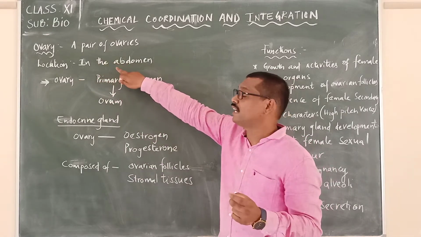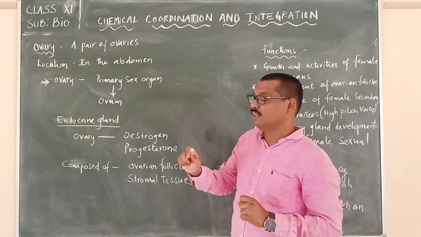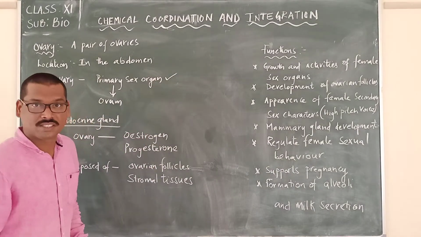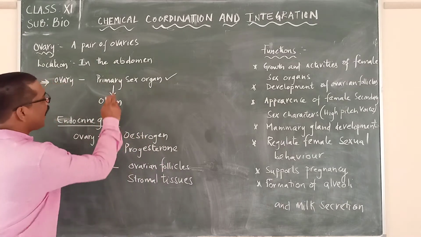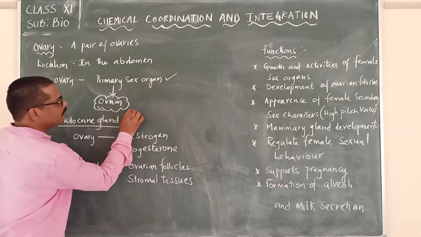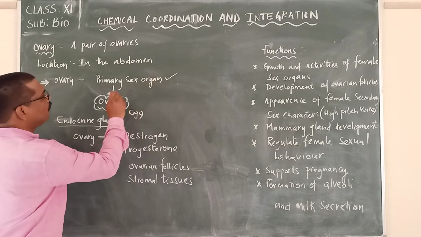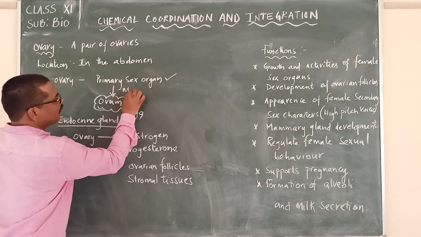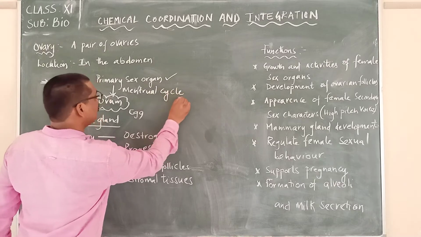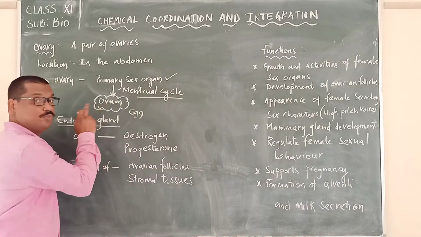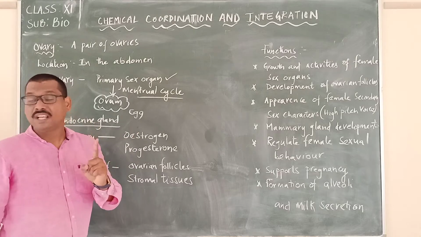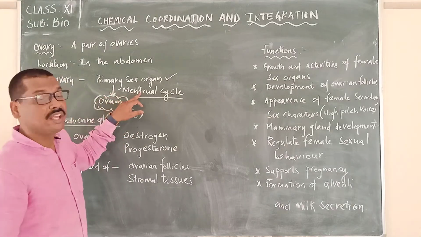We have seen that they are present in the abdomen. As the primary sex organs, they produce an egg, the ovum. In each menstrual cycle, a female will produce one ovum, or in common terms, one egg.